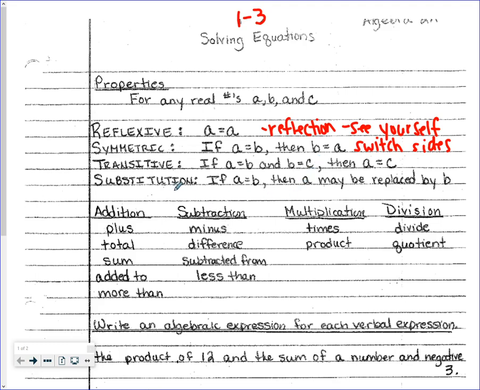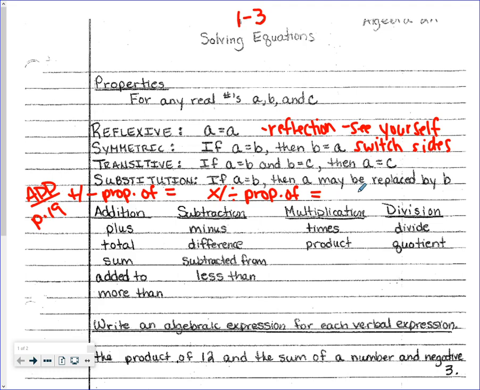All right? Substitution. You guys all know what substitution is. Substitution, if a equals b, then a may be replaced by b. We substitute all the time. You guys know that. And we need to add on page 19. Page 19. There are addition, subtraction, properties of equality, and multiplication, division, properties of equality. So I'm going to say addition, subtraction, property of equality, and multiplication, division, properties of equality. Okay? So you have an addition property of equality. Go to page 19 in your book.